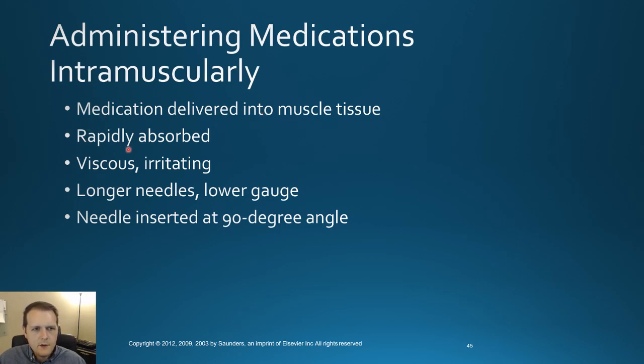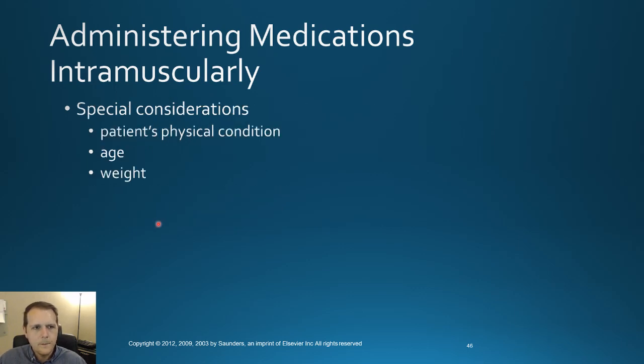The nice benefits here is it has pretty rapid absorption, better for more viscous, irritating medications. And in order to get to the intramuscular site, you're going to need longer needles and typically lower gauges here. And again, notice you're going to go straight in at a 90-degree angle. Some other things to consider though, like think about age, the weight of the patient. Sometimes you need longer needles if there's a high amount of adipose tissue.